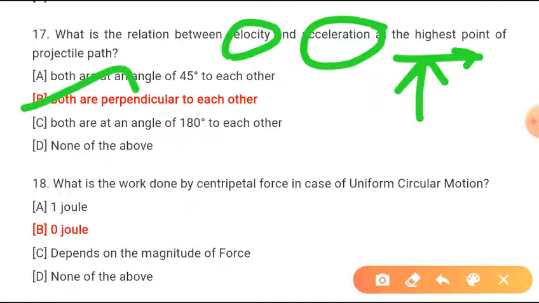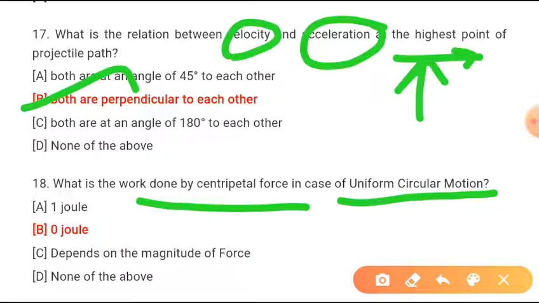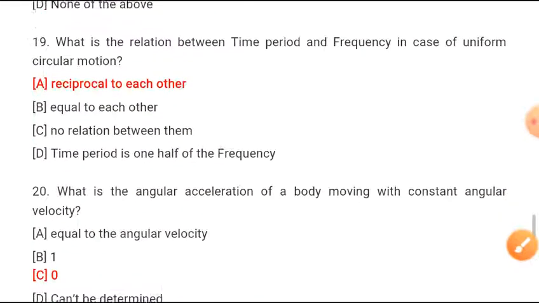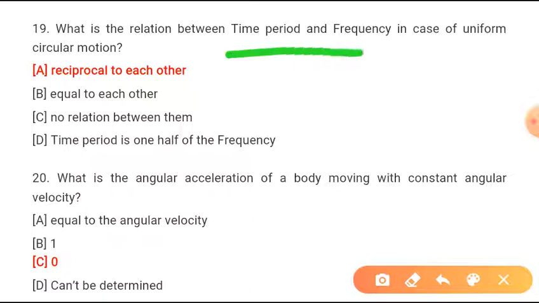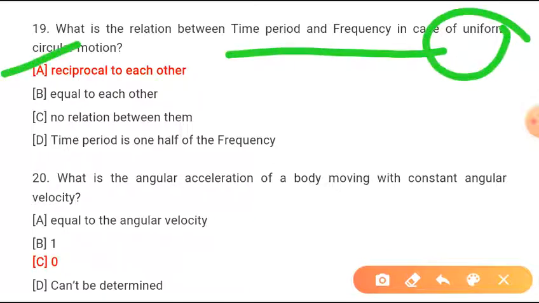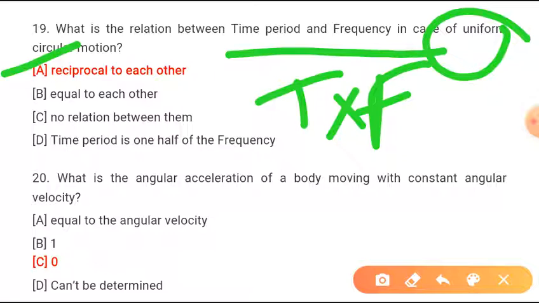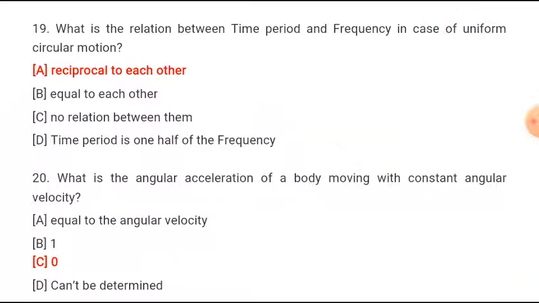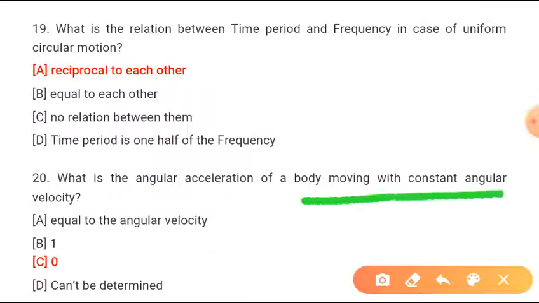What is the work done by centripetal force in case of uniform circular motion? 0 joule. What is the relation between time period and frequency in case of uniform circular motion? Reciprocal to each other. Here time period and frequency are reciprocal to each other. What is the angular acceleration of a body moving with constant angular velocity? 0.